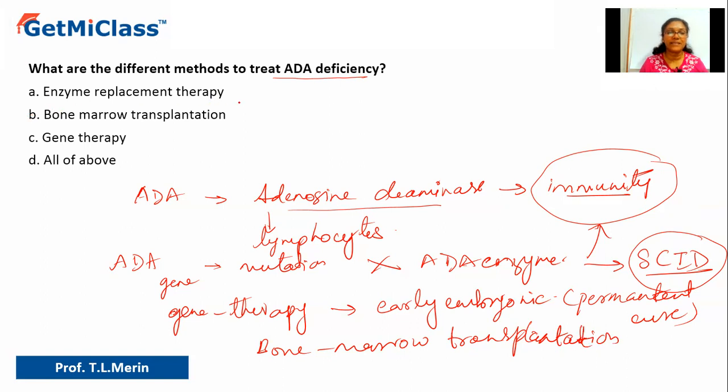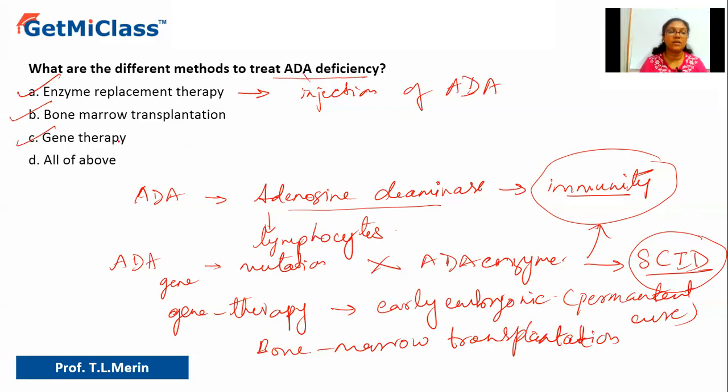Now let us see. Option A says enzyme replacement therapy. This also can be done since the person is not able to produce this enzyme, that is ADA. So injections of ADA can be given. So that is also correct. Option B says bone marrow transplantation. Yes, that can be done, but it is not a permanent cure. Both A and B are not permanent cures, but they can be used.